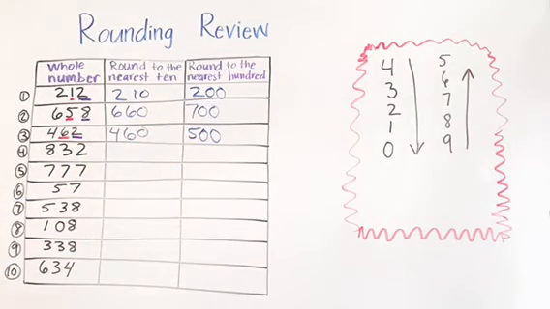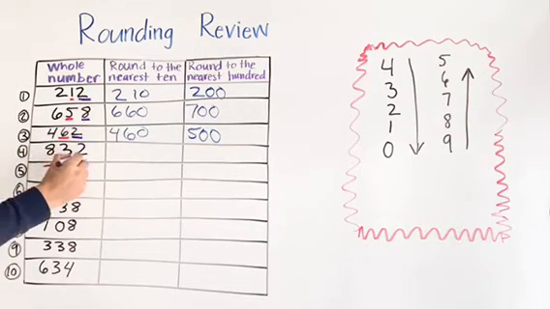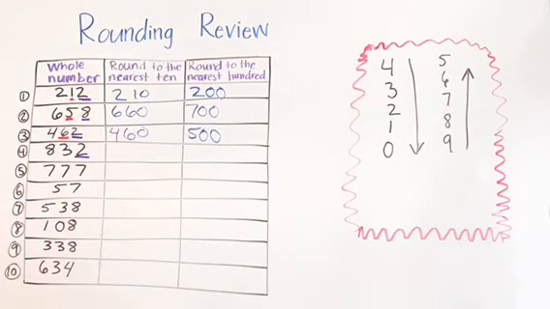Okay, now we have number 4, 832. We're going to round to the nearest tens. We're going to look at the ones place, and the ones place is 2. We'll look at the chart. 2 says we're rounding down. So is it closer to 830?